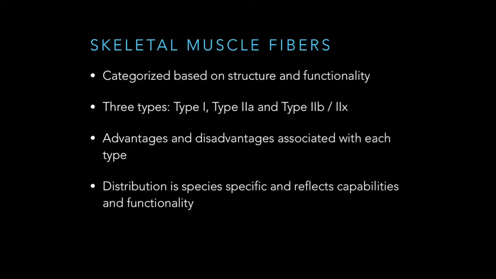Skeletal muscle fibers are identified based on characteristics in terms of their morphology, biochemistry, and physiology. Generally referred to as slow or fast twitch, fibers are categorized as one of three types: type 1, type 2A, type 2B, or X. The distribution and quantity of the fibers are specialized for the mode of locomotion.